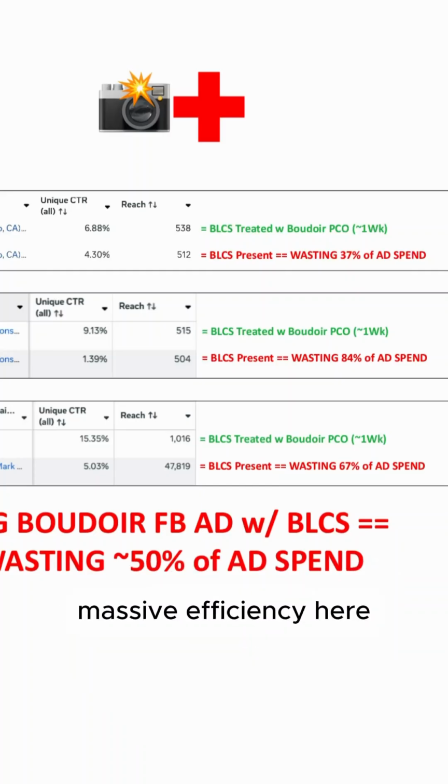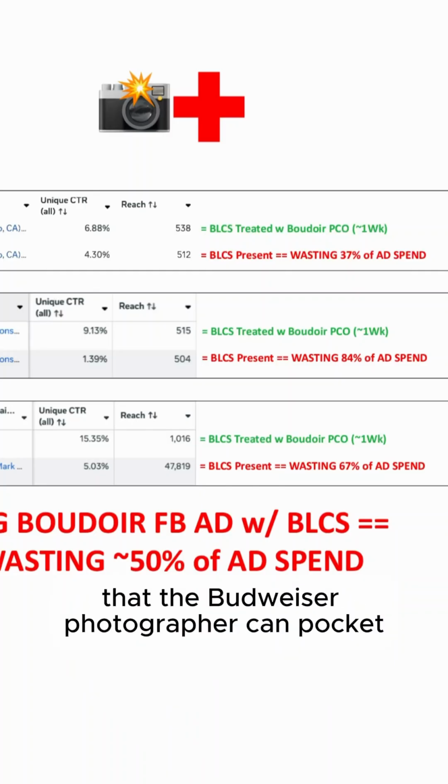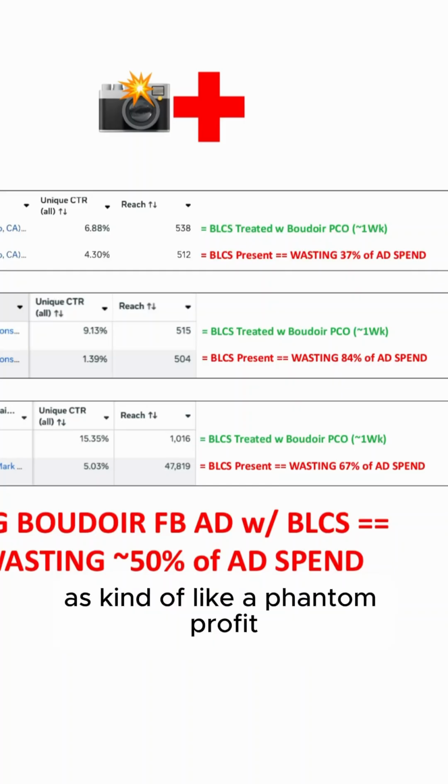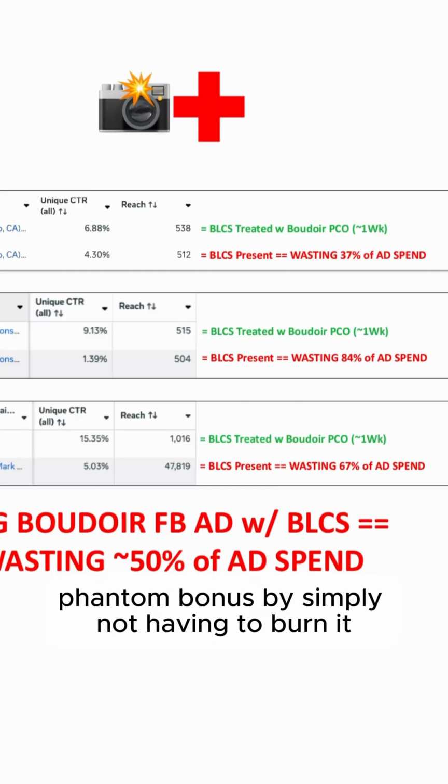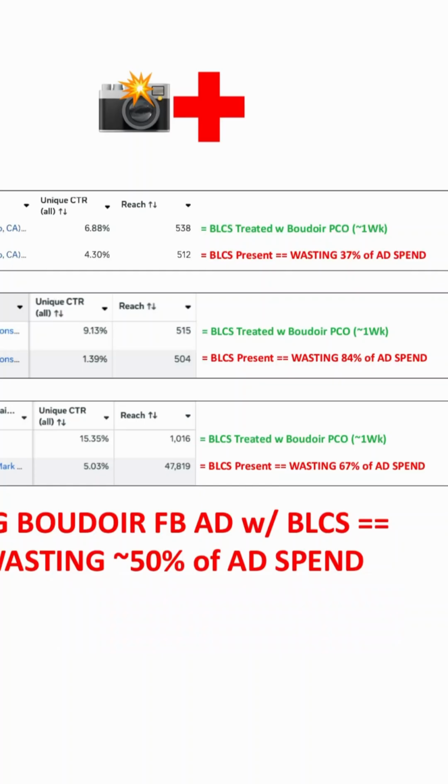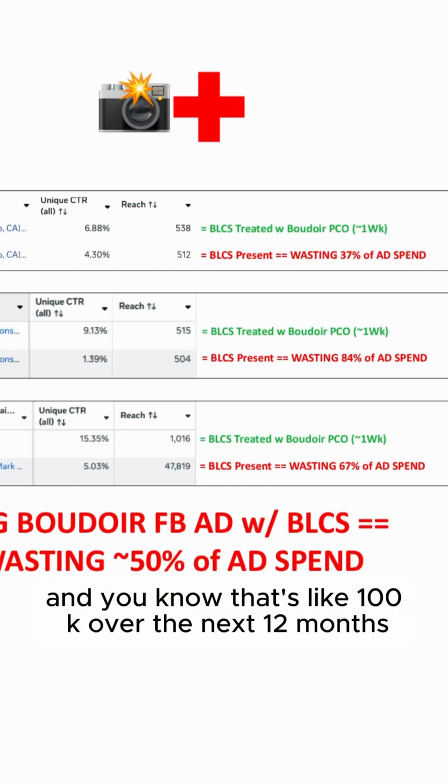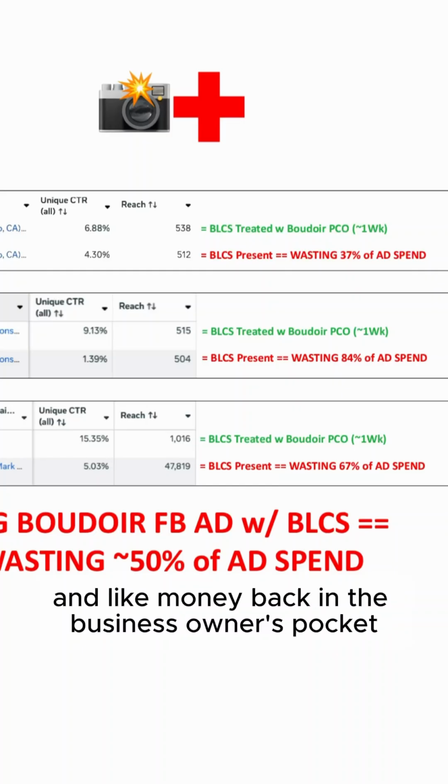So, massive efficiency here. It's $8,400 a month, literally, that the Boudoir photographer can pocket as kind of like a phantom profit, phantom bonus, by simply not having to burn it. And that's like 100K over the next 12 months in money back in the business owner's pocket.